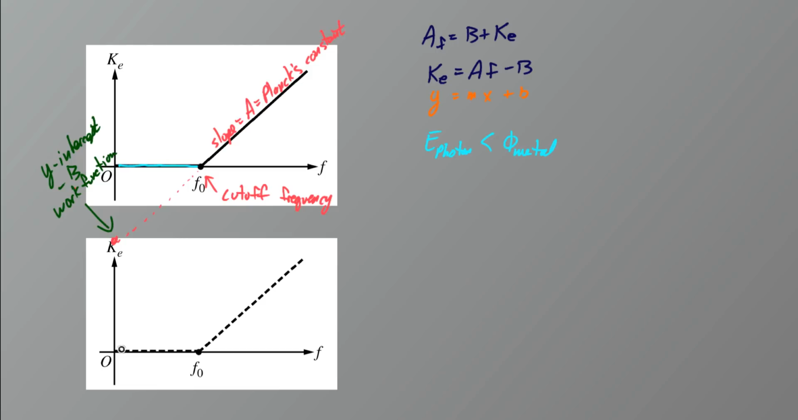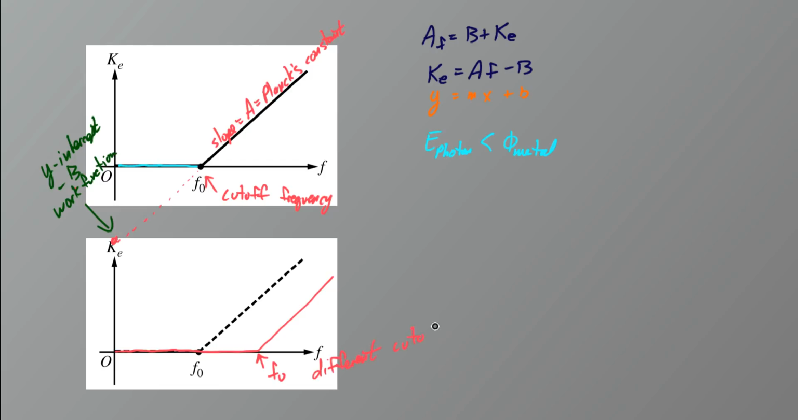All right, let me do that in red so it's easy to see, but let's do a second metal like this. The slope of this has to be the same because the slope is always Planck's constant regardless of the metal, but we could have a different F0, a different cutoff frequency. So you probably want to point that out.